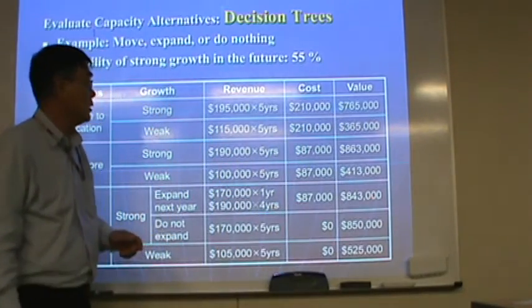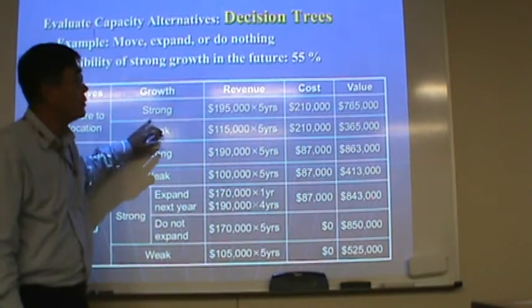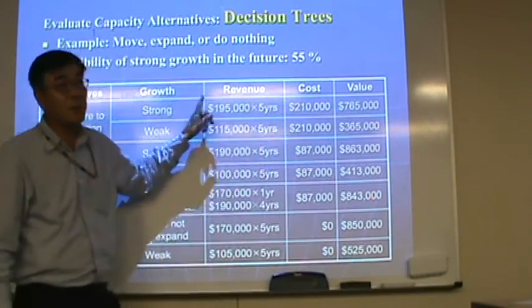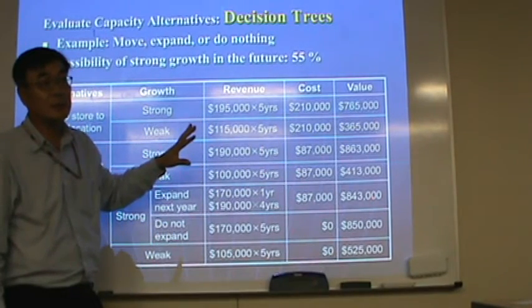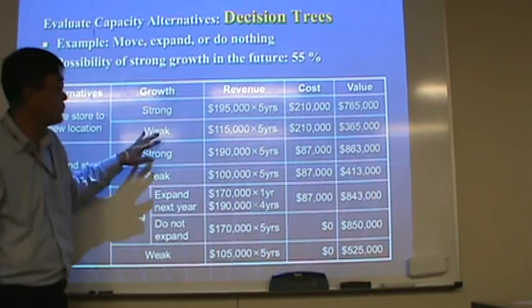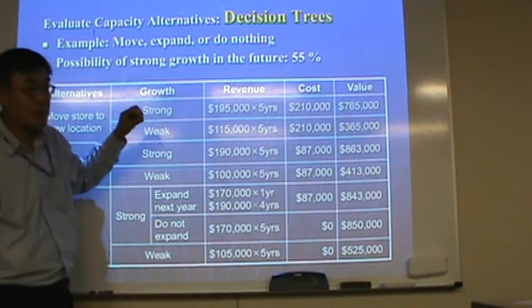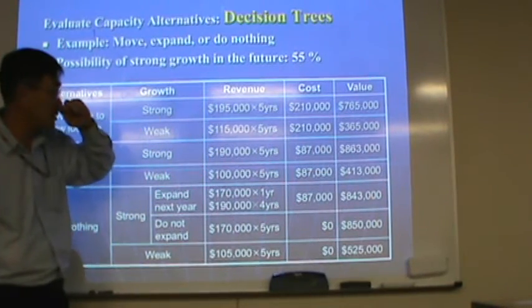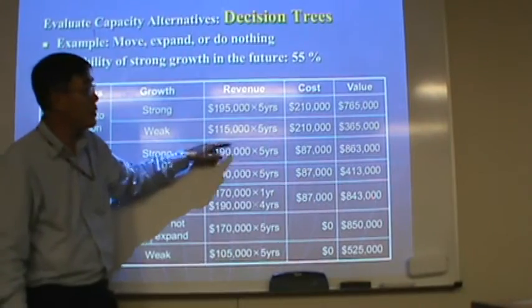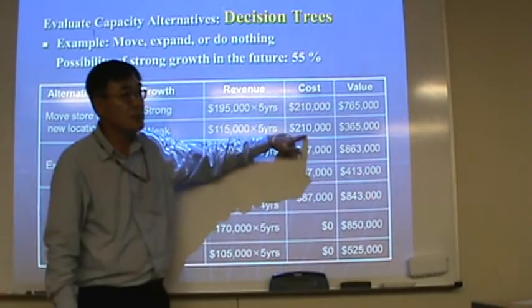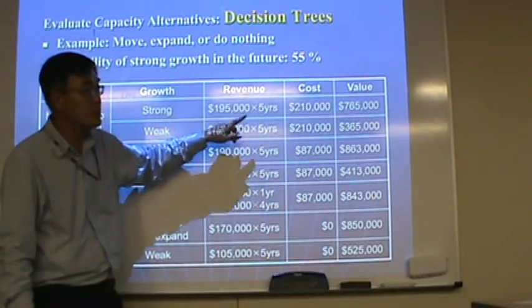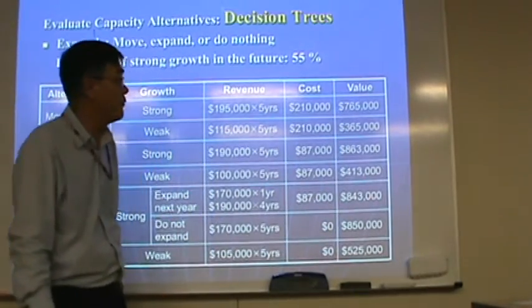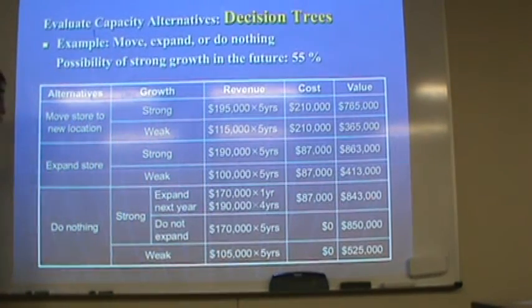If the economic condition is not strong, weak, 1 minus 0.55 is 0.45, a 45% chance. Then, because the economic condition is not strong, revenue will be less than when it's strong: $115,000 for the next 5 years, and the cost is the same. So 115,000 times 5 years, revenue minus cost equals $365,000 value.